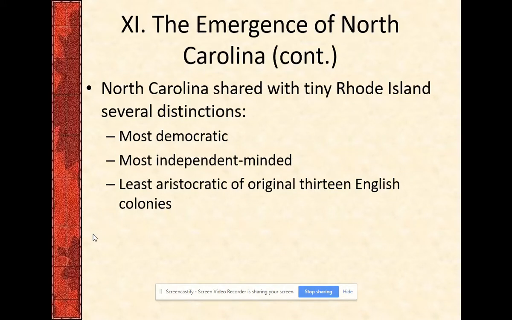The economic conditions and independent attitudes of North Carolinians were distinctly different from those of their neighbors in Virginia and South Carolina. They and Rhode Island were the most American colonies of the original 13. They were independent-minded and less aristocratic. North Carolina embraced religious diversity and democracy.